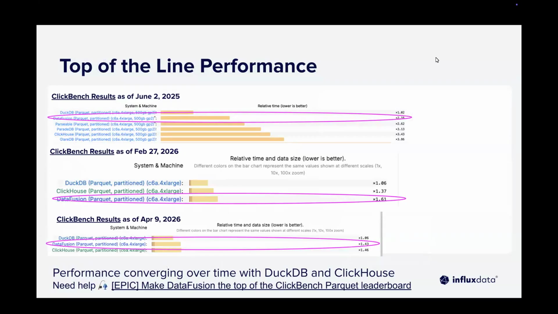So it started at 2. Now we're at 1.1. Most recent is 1.4, and the next release, I'm hoping, will be back on top. But the point is, you don't have to be a bunch of database geniuses from the Netherlands to get access to a really fast database. And you have a lot more control over this one.